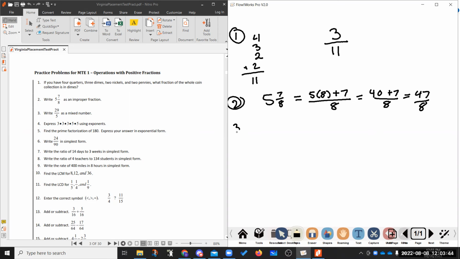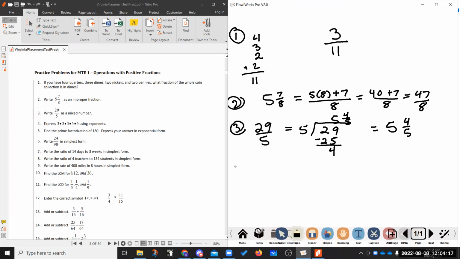Number 3 asks us to go the other way. 29 divided by 5. 5 goes into 29 5 times, with a remainder of 4, which can be written as 4/5. So we have 5 4/5.